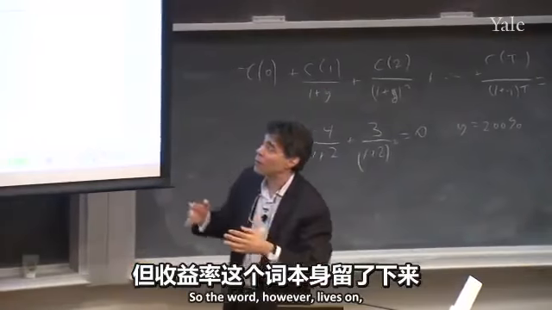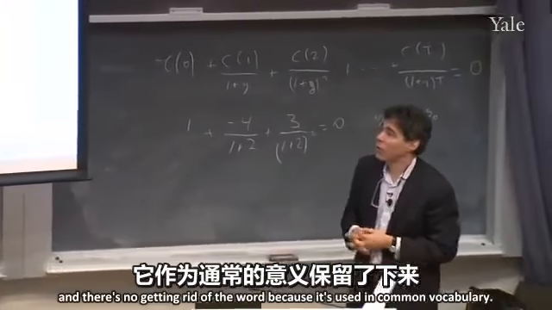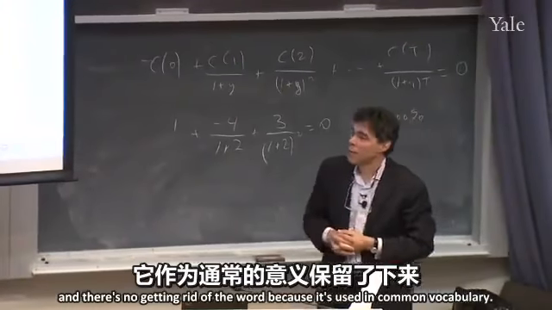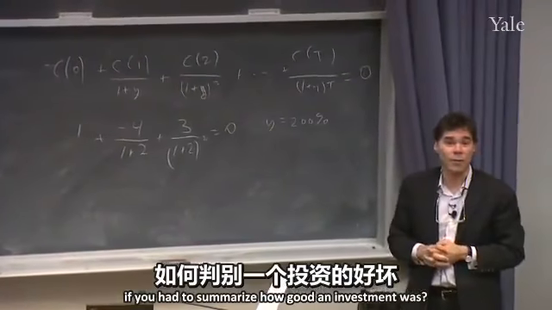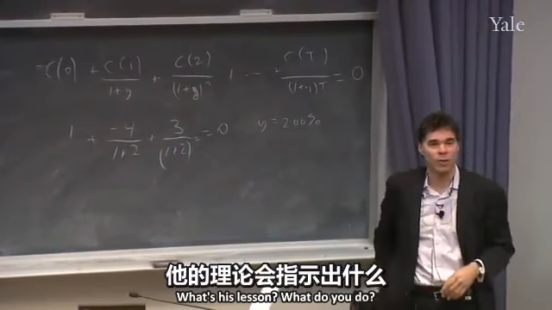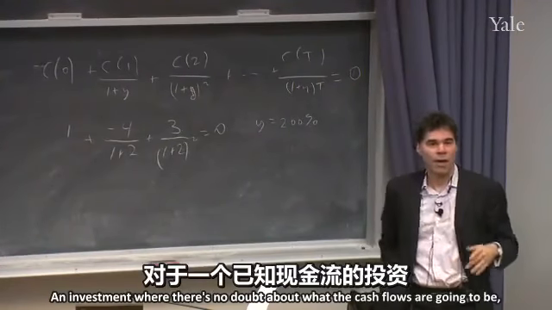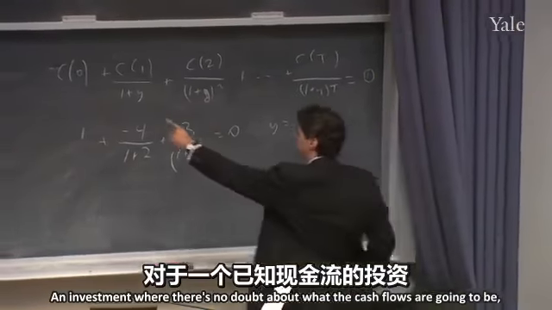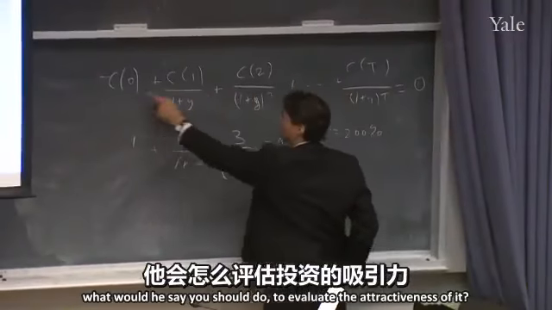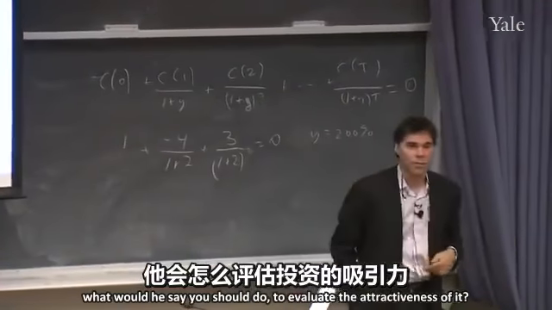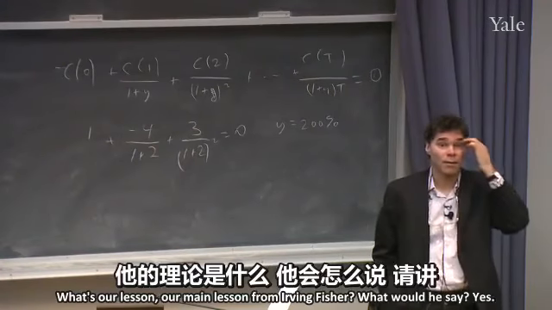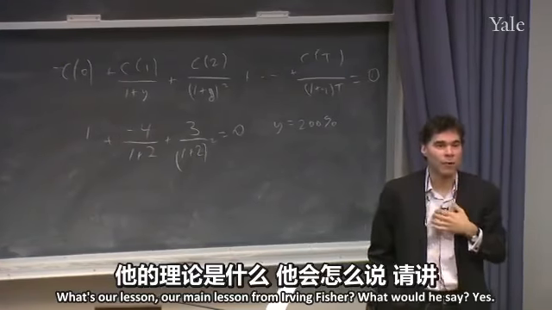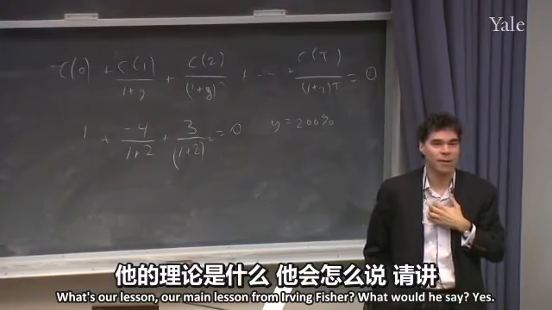So the word, however, lives on, and there's no getting rid of the word because it's used in common vocabulary. Now, what would Irving Fisher say you should do if you had to summarize how good an investment was? What's his lesson? What do you do? An investment where there's no doubt about what the cash flows are going to be. What would he say you should do to evaluate the attractiveness of it? What's our main lesson from Irving Fisher? What would he say? Yes?